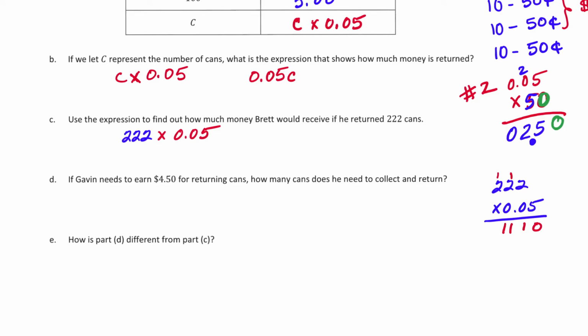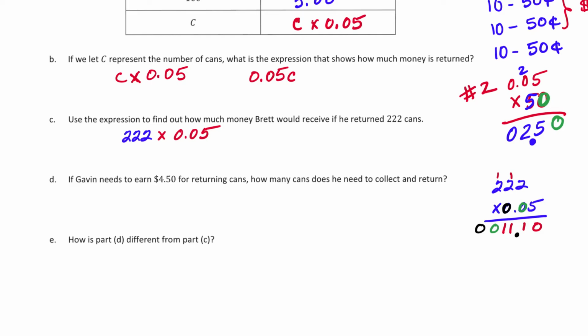And then we know the trick, right? This 0, just add it here. Then count how many places after the decimal, and that's 1, 2. So we're gonna go 1, 2 right here. Write the decimal right there. There we go. And that, if you're thinking money, that's $11.10.